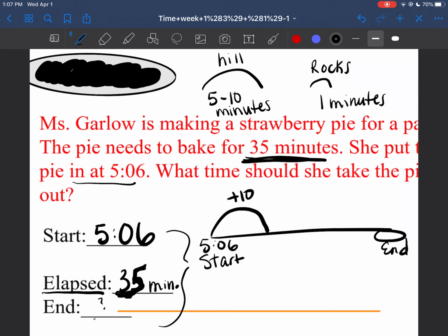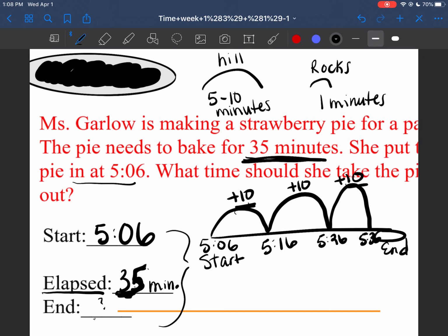5:06 plus 10 is 5:16. So far, I've jumped 10 minutes, and I need to jump 35, so I'm going to keep going. Another jump of 10. 5:16 plus 10 is 5:26. So far, I've jumped 20 minutes. I need to jump 35. I'm going to jump another jump of 10. 5:26 plus 10 is 5:36. I've jumped 10, 20, 30 minutes. I need to jump 35.